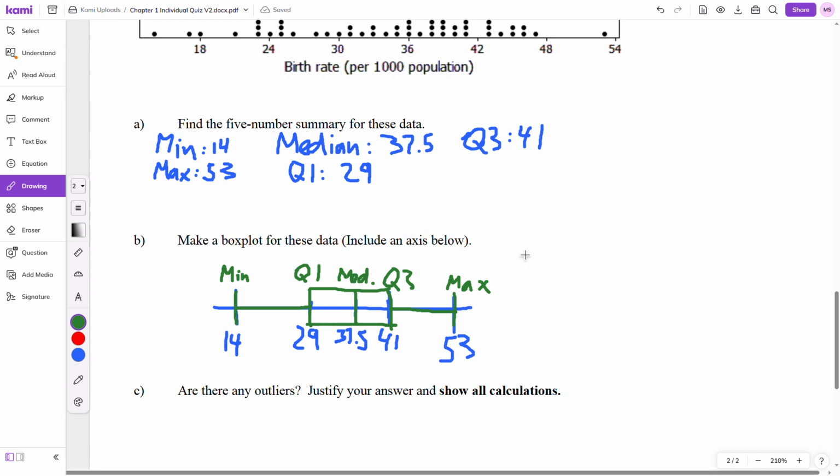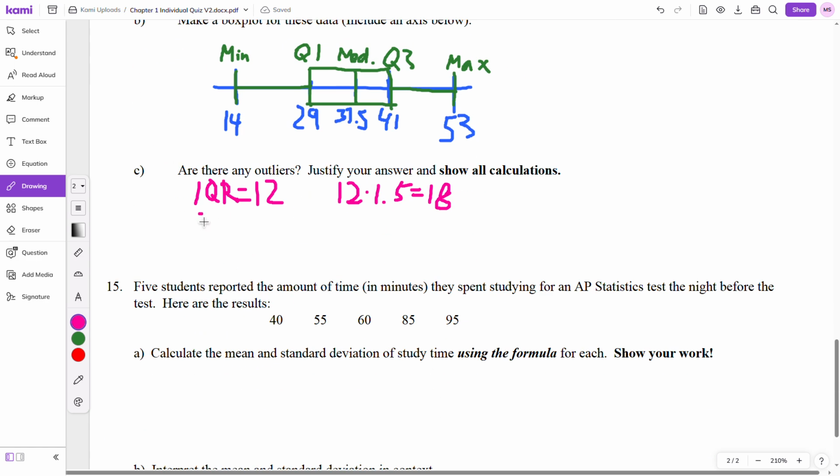Well, what's the IQR? The IQR is Q3 minus Q1. So in this case, that would be 12, right? 12. And so for the outliers, we do 12 times 1.5, which is 18. And you add 18 to Q3. So Q3 plus 18, anything greater than that would be an outlier, or anything less than Q1 minus 18. Q3 plus 18 happens to be 59, and Q1 minus 18 happens to be 11.